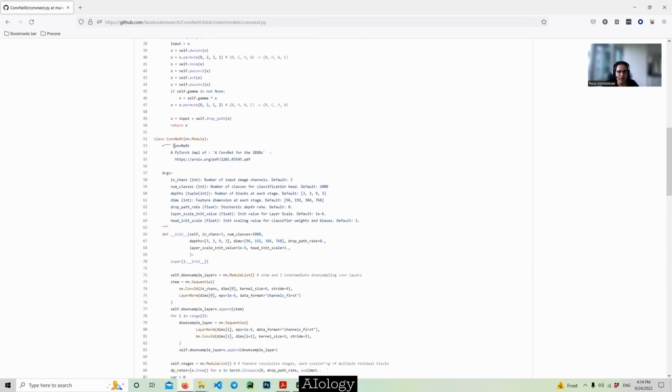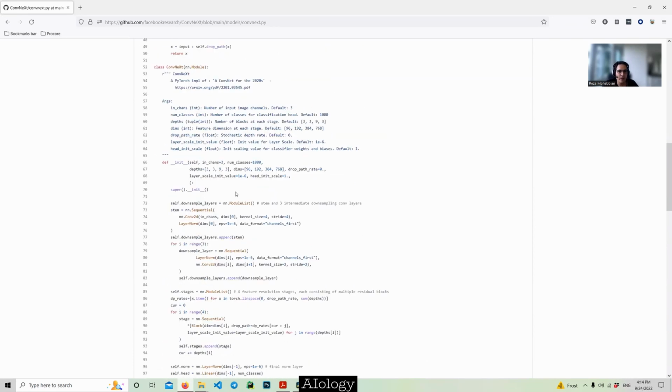You will see that there is a ConvNeXt. It is implemented in Torch, and we have the number of channels, number of classes, and basically we have the stem layer. For the stem layer, the first dimension is, for example, 96. So we have the number of channels; for example, this is an RGB image, so it would be 3 to 96, and then we have a layer normalization, and we append 3 other downsampling layers. So these would be just downsampling layers.